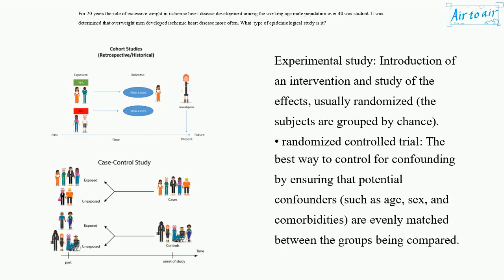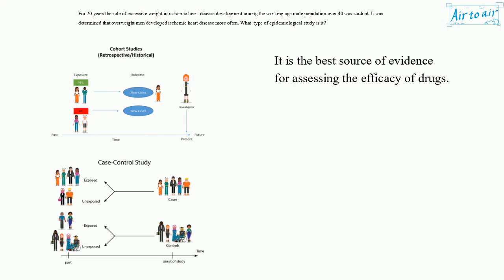Experimental study, introduction of an intervention and study of the effects, usually randomized. The subjects are grouped by chance. Randomized controlled trial. The best way to control for confounding by ensuring that potential confounders, such as age, sex, and comorbidities, are evenly matched between the groups being compared. It is the best source of evidence for assessing the efficacy of drugs.